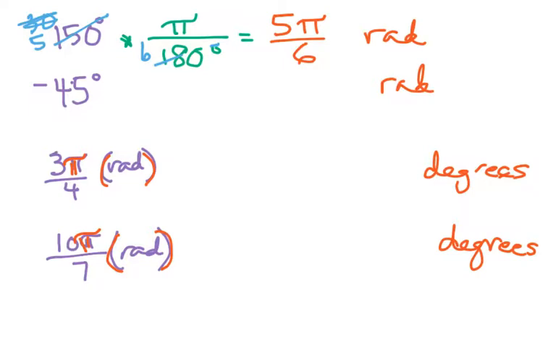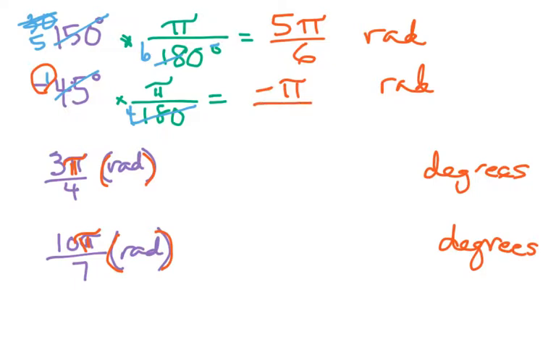The second one works exactly the same with negatives. Again, I want to get rid of my degrees, so I'm going to multiply times pi radians over 180. 45 goes into 180, so I can divide that by 45, divide that by 45, and I end up with, on the top, a negative 1 and pi, so it's negative pi over, on the bottom I have a 4. That's how I get those radians.